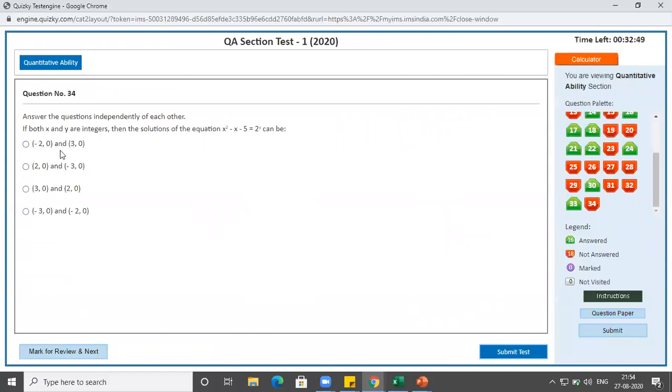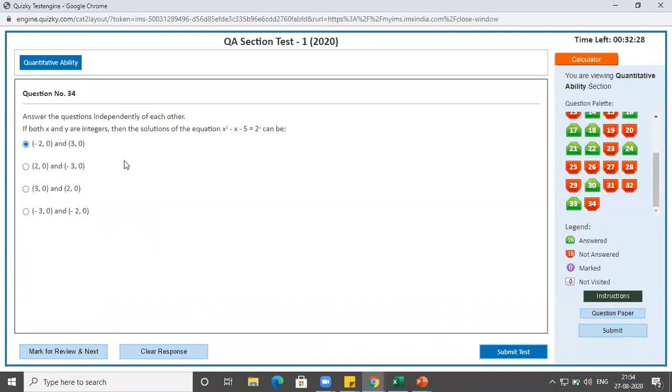Minus 2, 0. If I put x equal to minus 2, I get 4 plus 2, 6 minus 5, 1, which is equal to 2 raised to the power 0, 1. Correct. Then 3: 9 minus 8 is 1 is equal to 0. Okay, this seems to be right. Let's check further. 2 to the power 0.